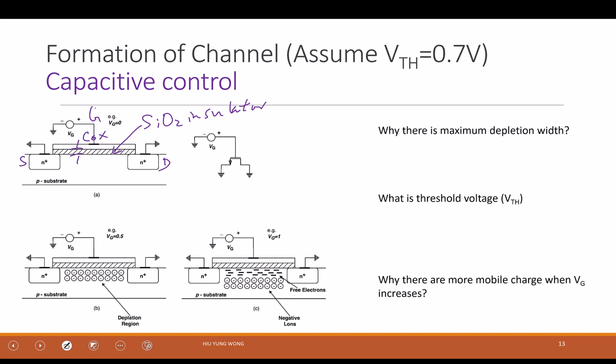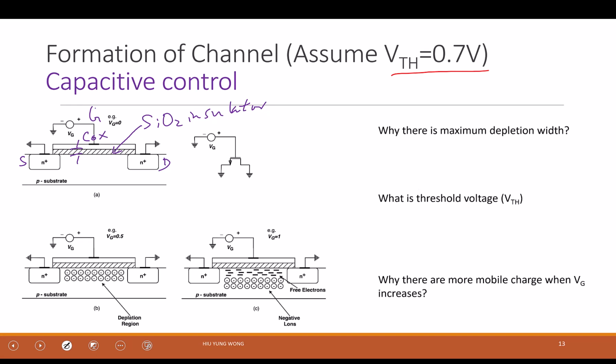Conductive metal on the top, and then substrate. If the substrate is conductive, then that's just a capacitor. So that is the concept you need to have, right? You know that I am going to control it capacitively. Now let me assume that the gate voltage is at 0 volts and the threshold voltage is 0.7.